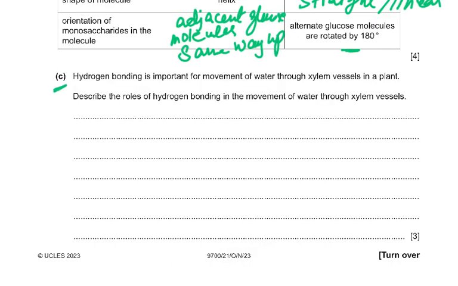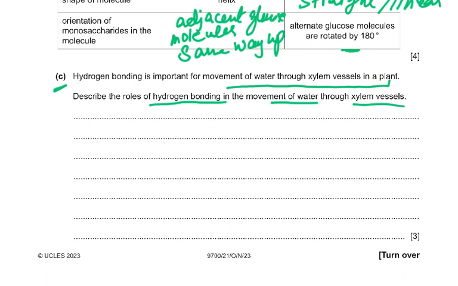Then part C says hydrogen bonding is important in the movement of water through xylem vessels in a plant. Describe the role of hydrogen bonding in the movement of water through the xylem vessels. So hydrogen bonding gives adhesion between water molecules and cellulose. Hydrogen bonding gives cohesion between water molecules. The formation of continuous columns, transpiration pull, and water evaporating from the spongy mesophyll cells creates a tension. So you have to give me all these points, but don't just say cohesion. Cohesion is not getting any marks. You tell me a little bit more about cohesion.